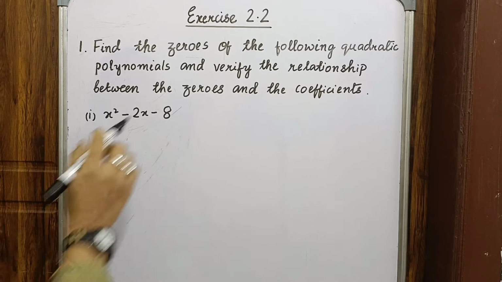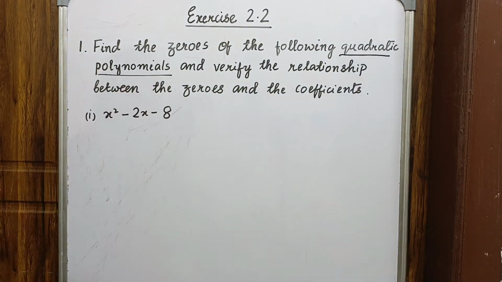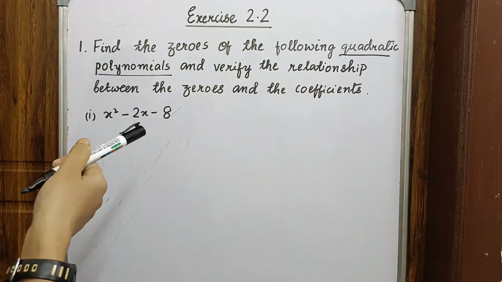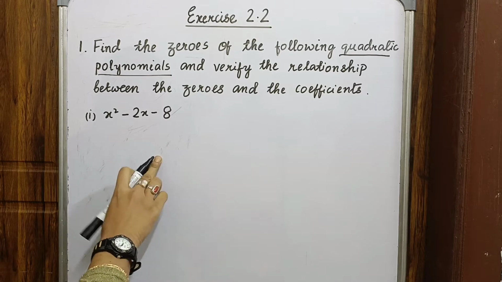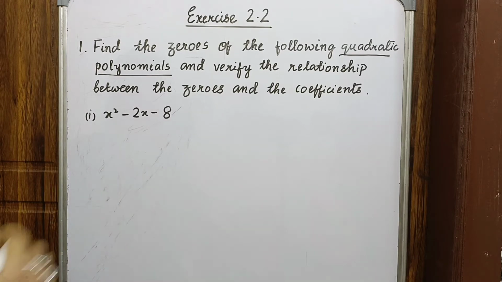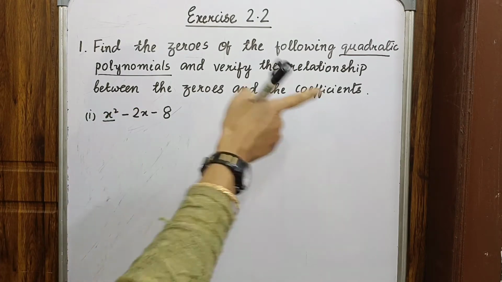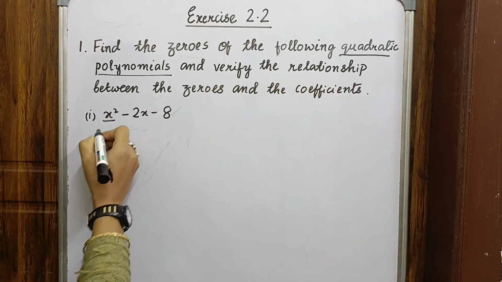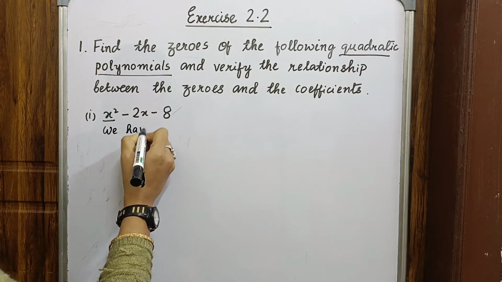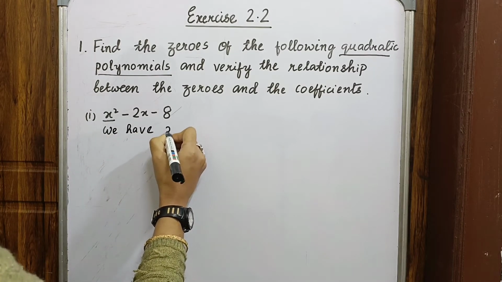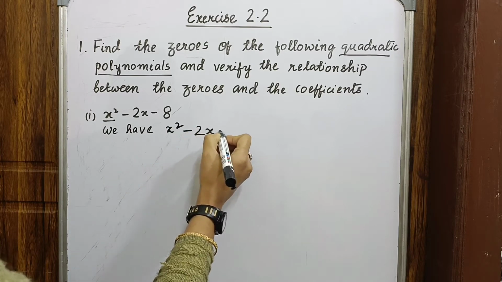So this is called a quadratic polynomial. As I've said in my video on exercise 2.1 about quadratic, cubic and linear polynomials, where the highest degree of x is 2, it is called a quadratic polynomial. Now we'll write here, we have x square minus 2x minus 8.